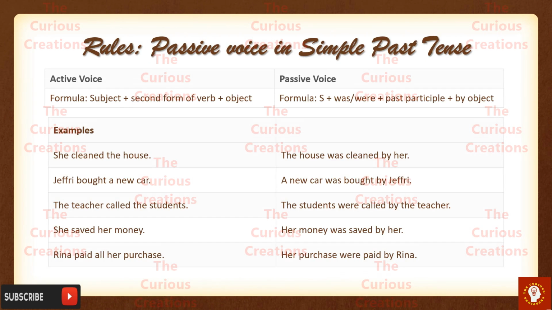Having done the revision of what we did in the last session of active and passive voice, let us now move to the past tense. First we will do the simple past tense. The syntax of the active voice in simple past tense is subject plus past participle plus object. For example, she cleaned the house. When we change it to the passive voice, we make the object of active voice subject in passive voice, vice versa, along with adding a was with the verb in third form. For example, the house was cleaned by her.